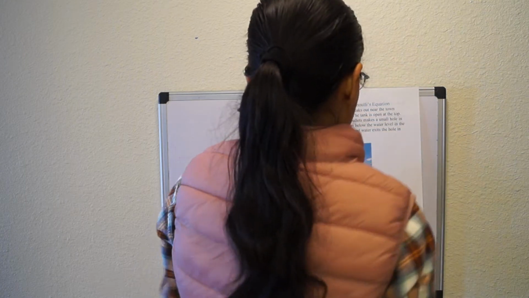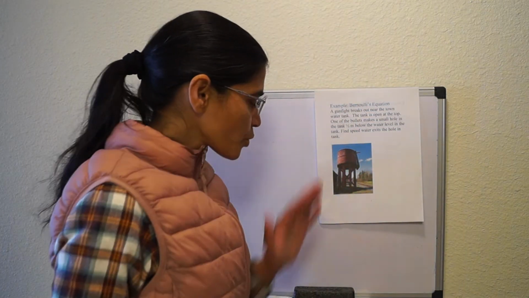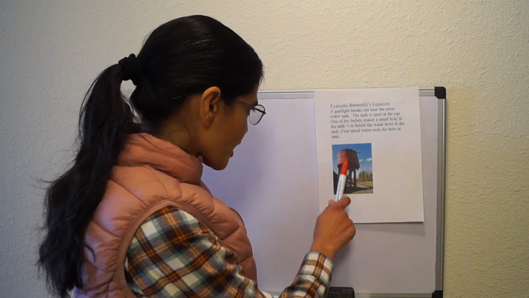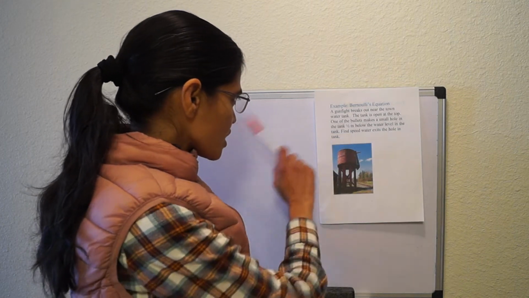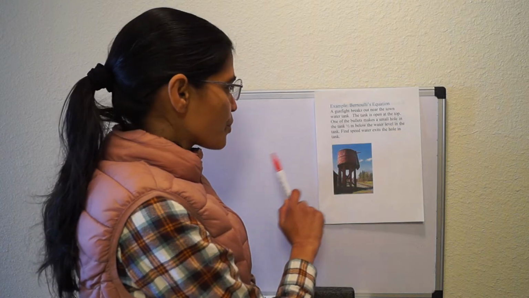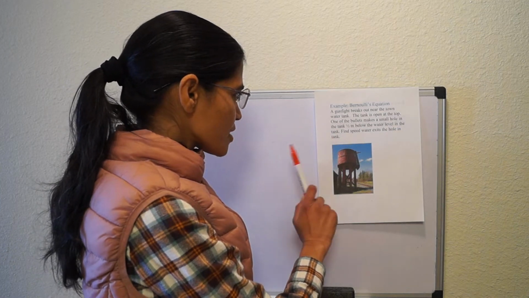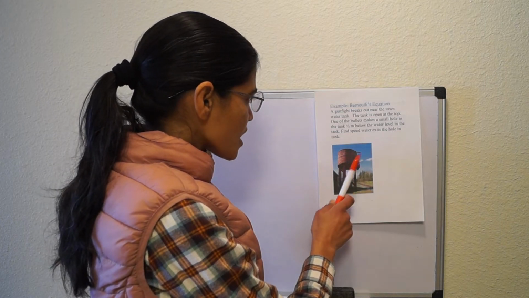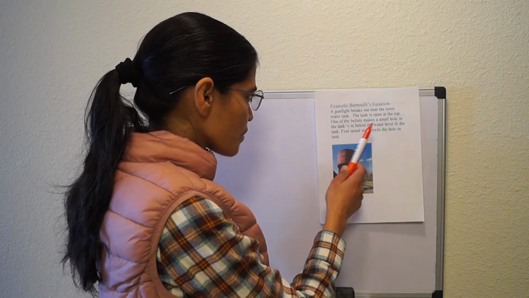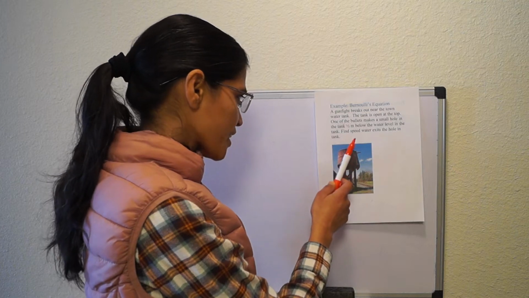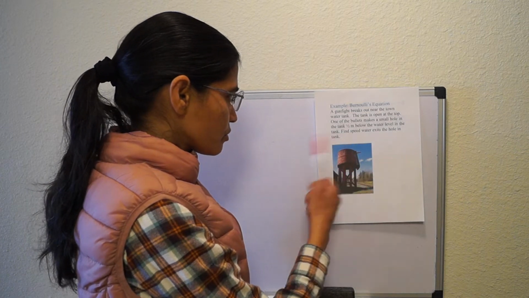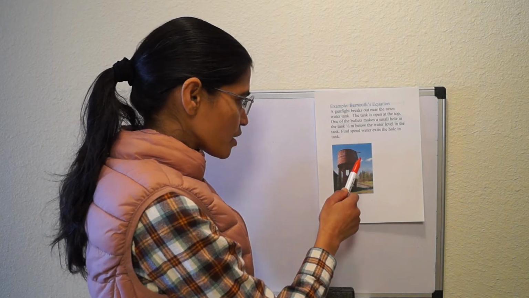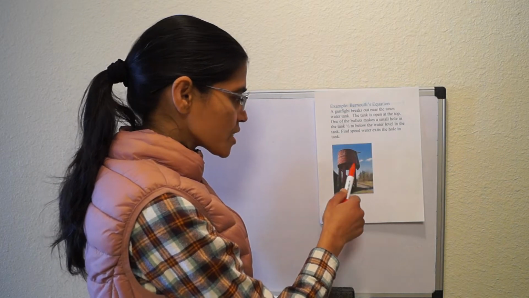Alright, so this question goes like this. So here is a water tank. The question says, a gunfight breaks out near the town water tank. The tank is open at the top. One of the bullets makes a small hole in the tank, half a meter below the water level in the tank. Find the speed at which water exits the hole in the tank.